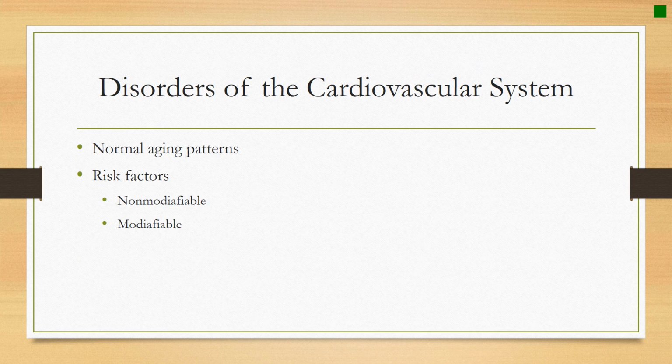Disorders of the cardiovascular system. Normal aging patterns. By age 65, physiologic changes have reduced the efficiency of the heart as a pump, but it still manages to pump adequately. Risk factors may be modifiable or non-modifiable.